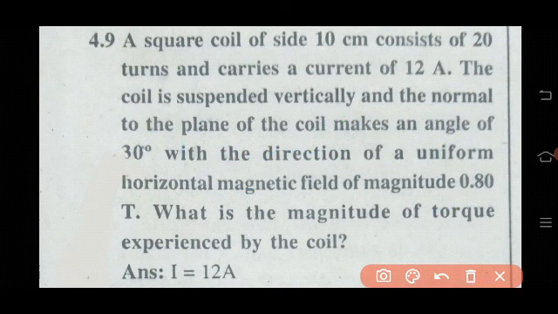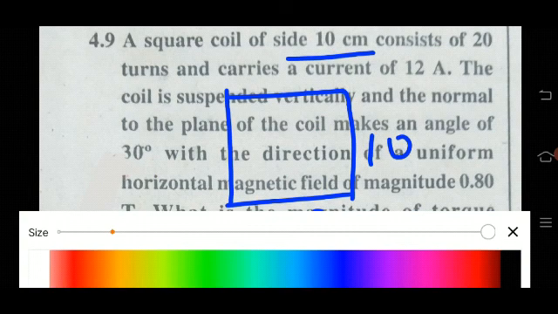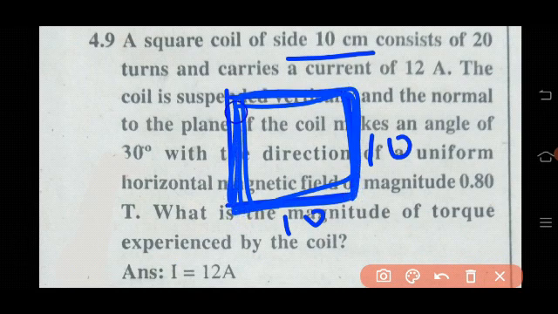So see the question once again. The coil is a square, which is suspended vertically, with a side of 10 centimeter. What is the length and breadth? Both are 10 centimeter only, because it is a square. It consists of 20 turns. Okay, number of turns is 20.